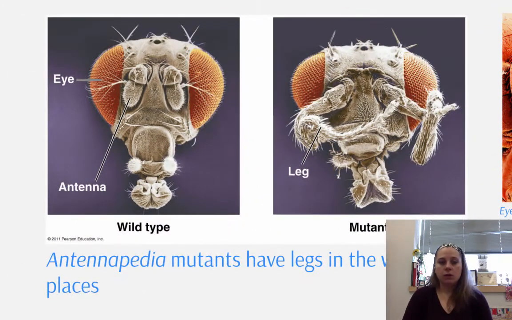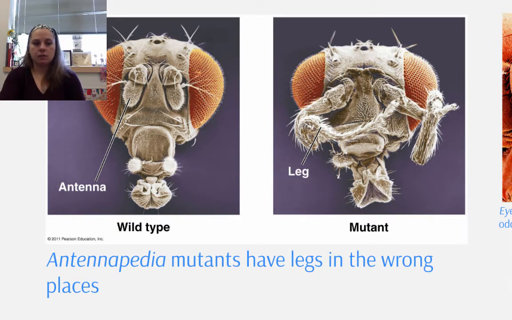okay? So these are really important for determining the location of structures in the organism. This is a fruit fly type, okay? The mutant, it's actually a dominant problem called Antennapedia mutants, and they have legs that are in the wrong places.